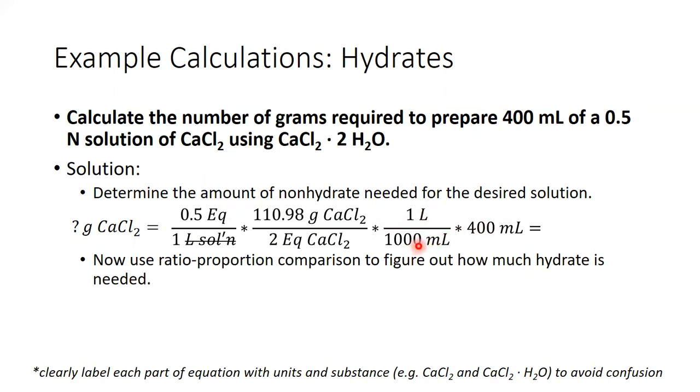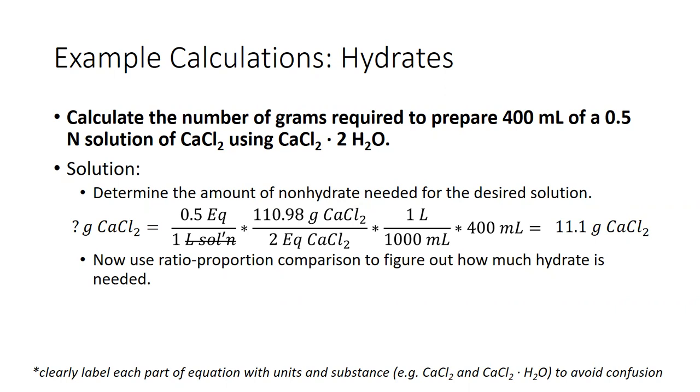I forgot to cancel out these units. So milliliters will cancel here, and liters will cancel here. Equivalents will also cancel, and you're going to end up with only grams at the end. So you're going to get 11.1 grams of calcium chloride is what you need to make a 0.5 normal solution.